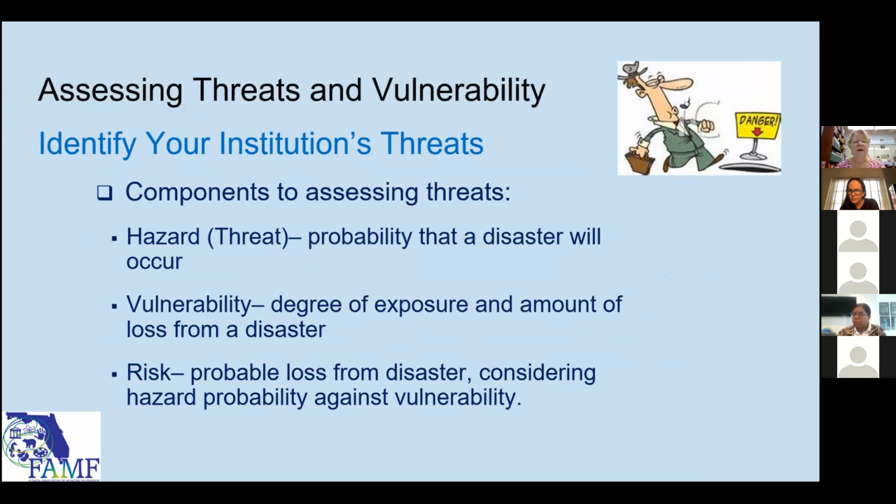Risk assessment may be carried out on a whole building, a specific store or display area, or an object or group of objects, depending on the need. Each assessment will be different. There are three components to assessing potential danger to an institution. Hazard, that is the probability that a disaster will occur. Vulnerability, that is the degree of exposure to a hazard and the amount of loss from a disaster. And risk, that is a probable loss from a disaster as determined by considering the hazards of a location and the vulnerability of the assets located there.